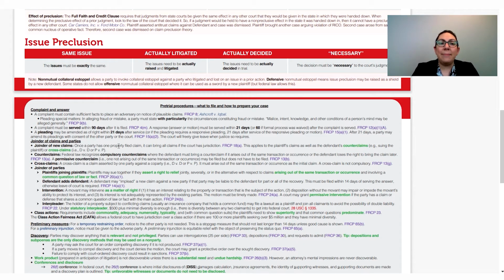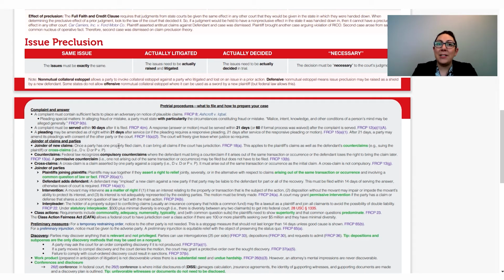As far as the timing goes, the plaintiff will file the complaint with the court system. You tell the court first that you're bringing the lawsuit. And once it's been filed with the court, the plaintiff has 90 days to serve the defendant. And Federal Rule of Civil Procedure 4 is the rule that deals with service of process. It tells you how, who, when, what to serve on the defendant to let the defendant know that they've been sued.